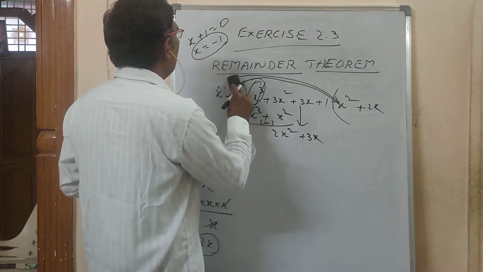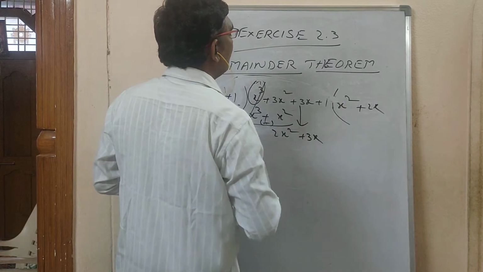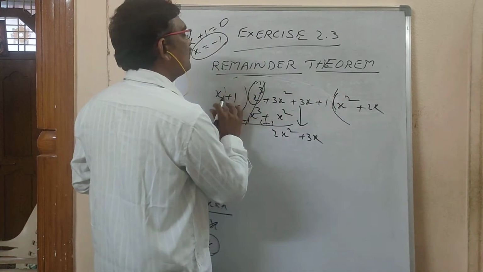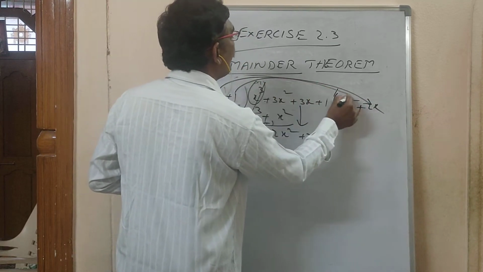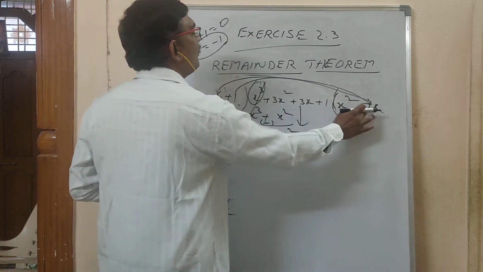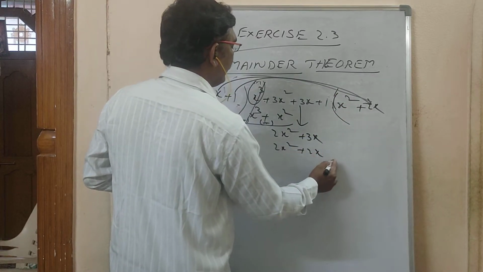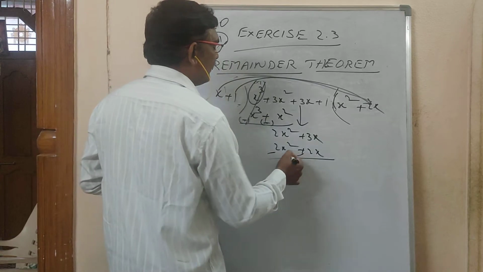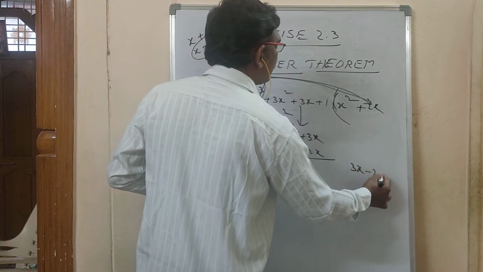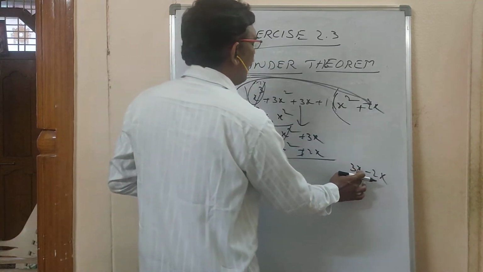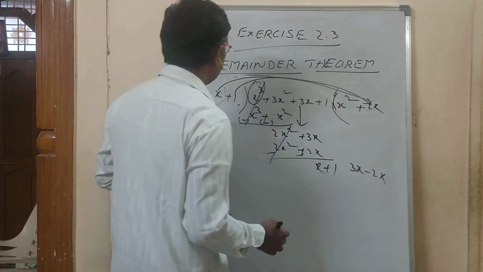Now same, I multiplied x and 1 with x square. Now I should multiply x and 1 with 2x. x into 2x, 1 into 2x. x into 2x is how much? 2x square. 1 into 2x is 2x. Subtraction again, these two will be cancelled. Plus 3x minus 2x: 3 chocolates minus 2 chocolates, 1 chocolate. Plus 1 as it is.